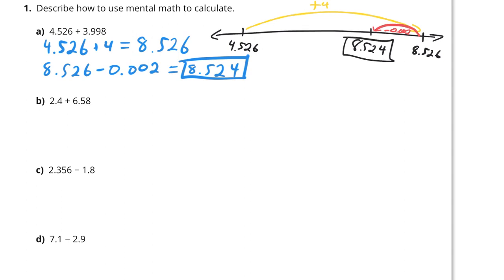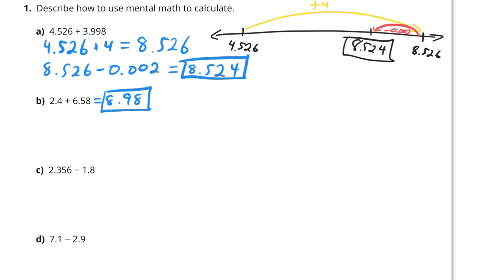Next, I have 2.4 plus 6 and 58 hundredths. With this one, I don't need to do much because I'm noticing that the 2 and the 6 are easy enough to add together, and the 4/10 and 5/10 are easy enough to add together, so I can just do it straight. I go 2 plus 6, which is 8, 4 plus 5, which is 9, and then I'm left with 8 after that. That's all that's necessary for that one.